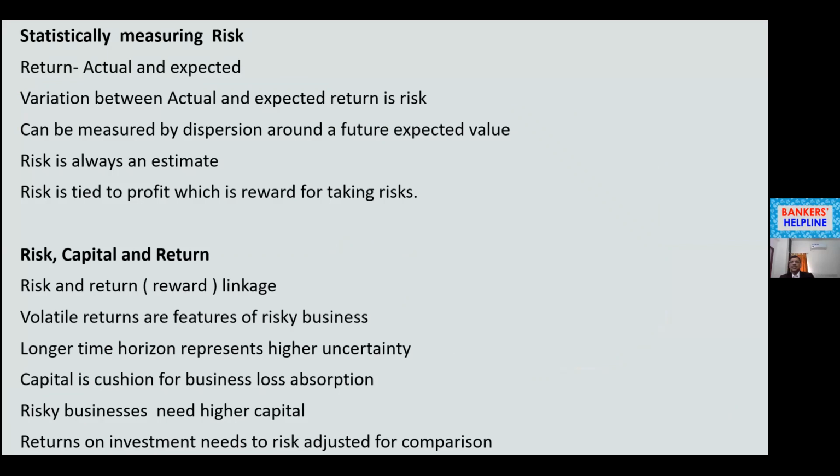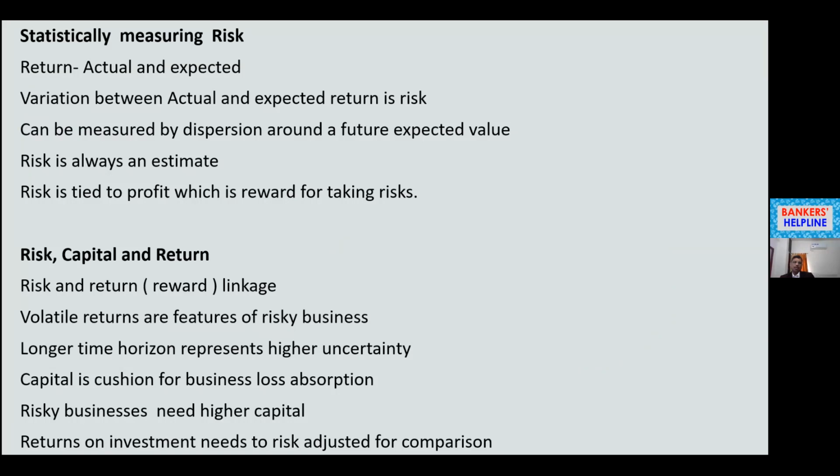How will risk be measured statistically? Risk is nothing but comparing the actual and expected return. The variation between the actual and expected return is the risk. It can be measured statistically by a dispersion around a future expected value. Generally an average value will be taken, and whatever dispersion happens around it will be treated as risk. Risk is always an estimate.